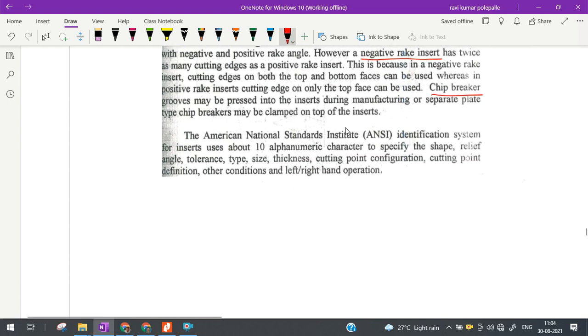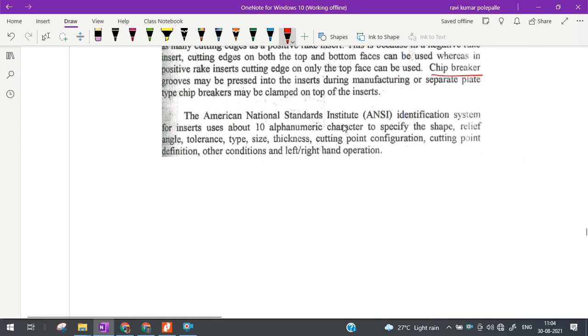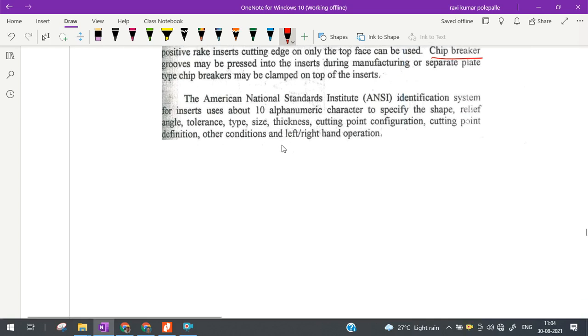The ANSI has developed an identification system to recognize these inserts as well as tool holders. About 10 or more alphanumeric characters are provided to specify the shape, angles, tolerance, type, size, and thickness of the insert, the configuration of the cutting tool, cutting point, and whether it is left hand or right hand, and other such conditions. Let us look at them.